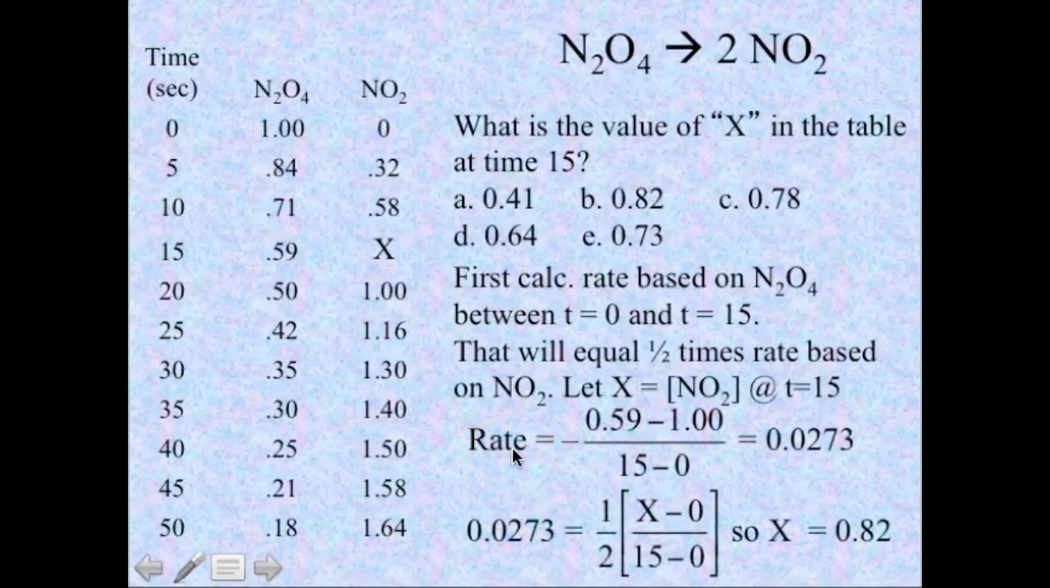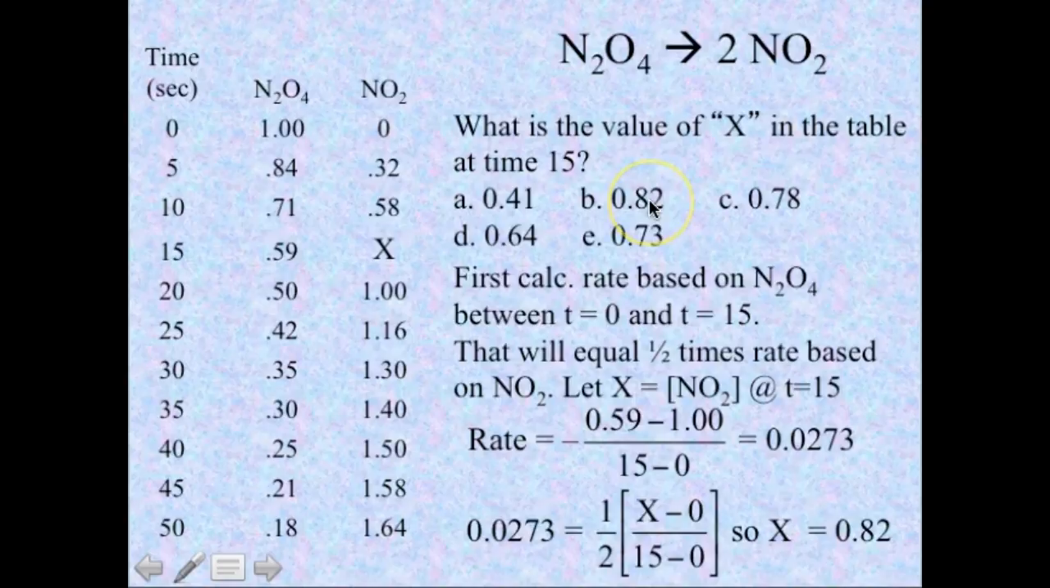The rate based on the reagent is 0.59 minus 1 divided by 15, which is 0.0273. That same rate, 0.0273, equals 1/2 times the rate based on NO2. So X is the concentration of NO2 at T equals 15, minus 0, the concentration at time equals 0, divided by 15 seconds, and therefore X will equal 0.82.